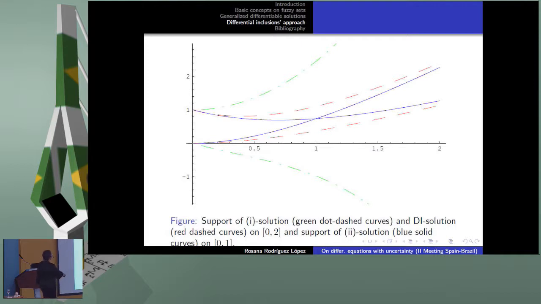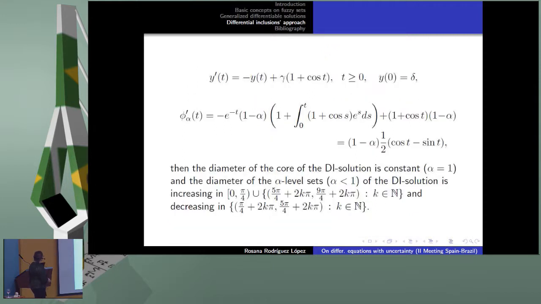But the two solution would be well defined until the value 1. So this is one of the supports, I think it's represented here. This is the two solution. This in red, you have the differential inclusion solutions. You see there is a critical point, there is a change of monotonicity of the diameter. And the green one, that I don't know if it is possible to see very well, would be the one differentiability.